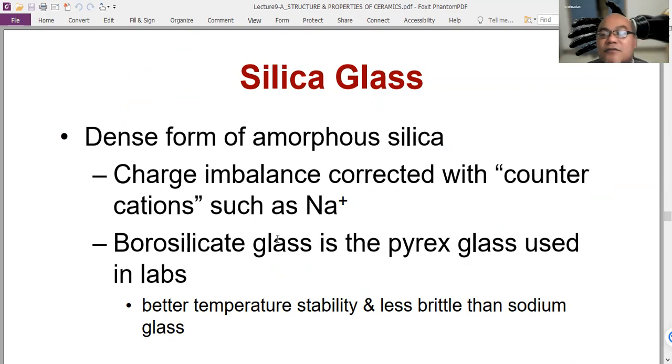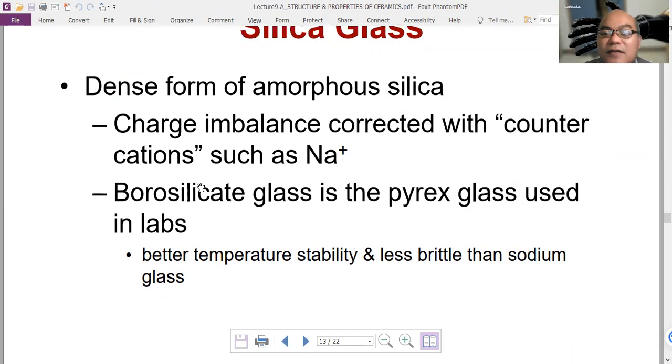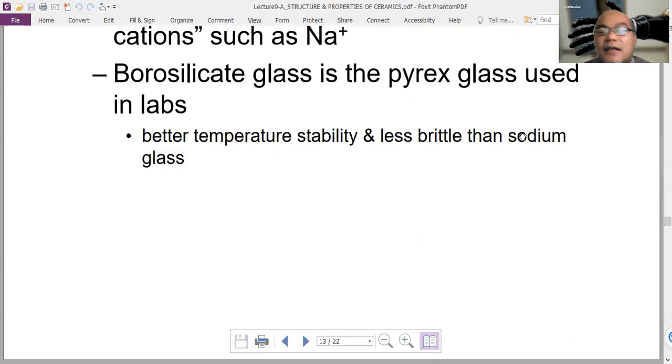Borosilicate glass, now maybe you are familiar with this in your kitchen. Maybe you have Pyrex glass, also in the labs. Pyrex glass, when you drop it, it doesn't break easily, right? It has harder mechanical properties compared to normal glass. It has better temperature stability and is less brittle than sodium glass because of the additional boron. It is doped, we call it doped, with boron atoms. That's why it is called borosilicate glass.